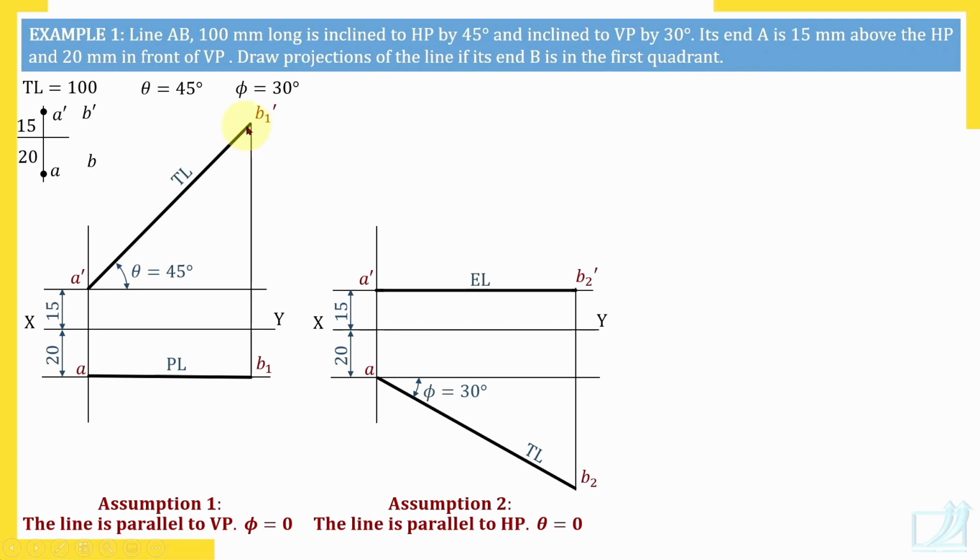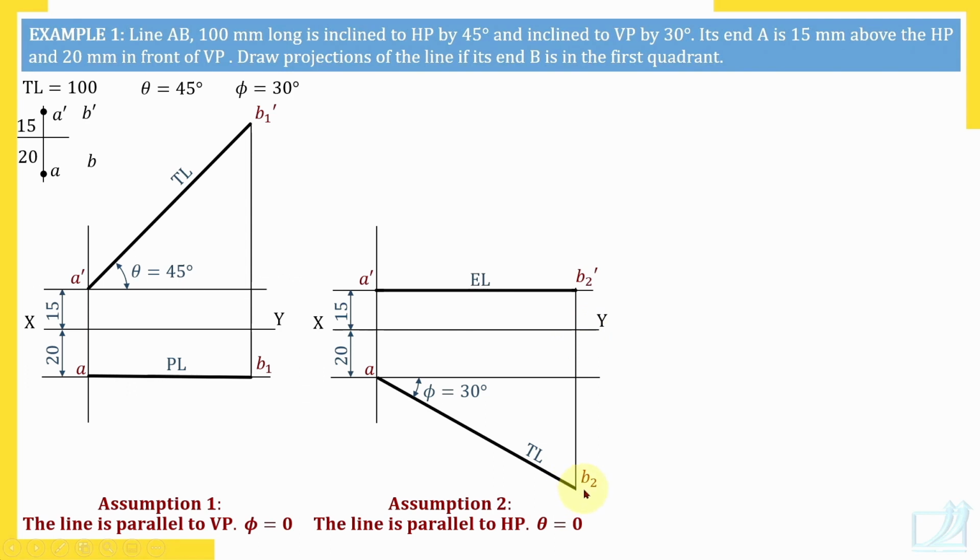What does that mean? B dash is also at the same level. B dash, front view, gives distance from HP. So B dash is also at the same level. So by assuming the line parallel to VP, we have found out the top view length of the line and the distance of point B from HP. Similarly, assuming the line parallel to HP, what we have achieved? The front view length of the line and also the distance of point B from VP.